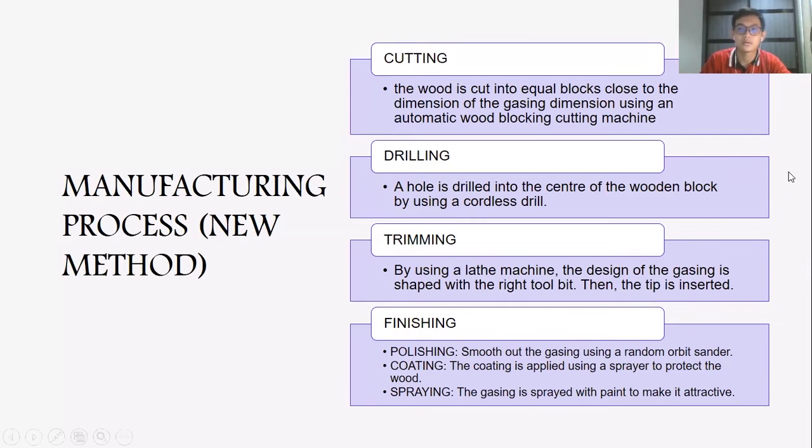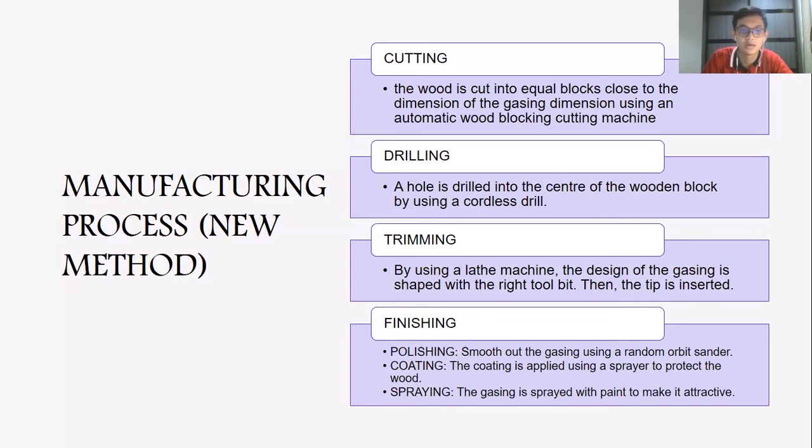Hello, my name is Zakaria Gali anak Peter, metric number 72029. I would like to present my part, which is on the manufacturing process of the new method and the manufacturing system, which involves the production machine and human resources.